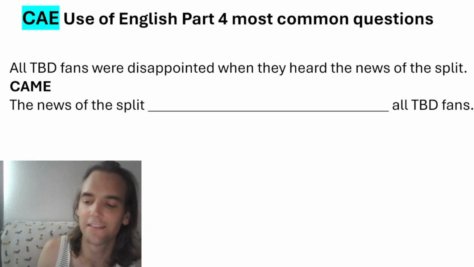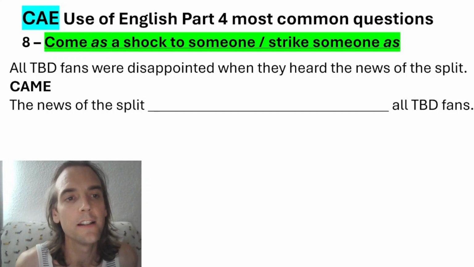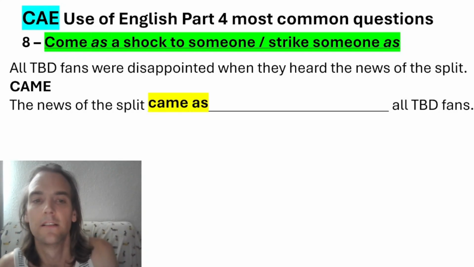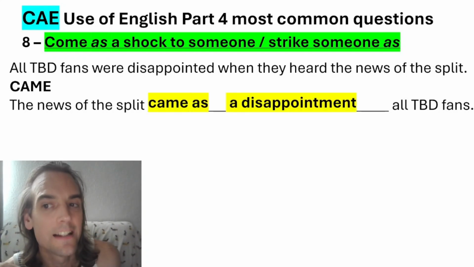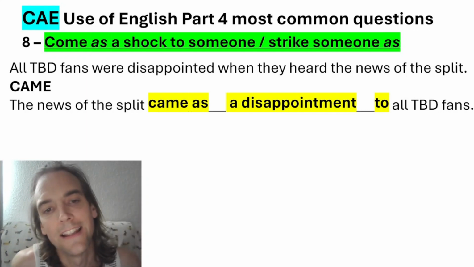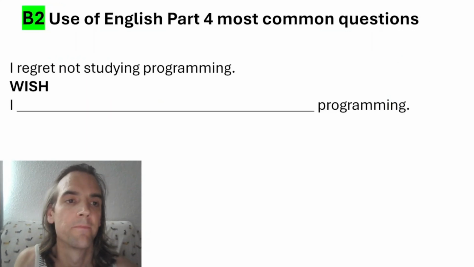The answer is, so this grammar point is the same, but I've made it a little bit more difficult because we're using "they were disappointed." So it came as a disappointment to these people. Disappointed. It came as a disappointment. We need the noun. Well done if you got that.